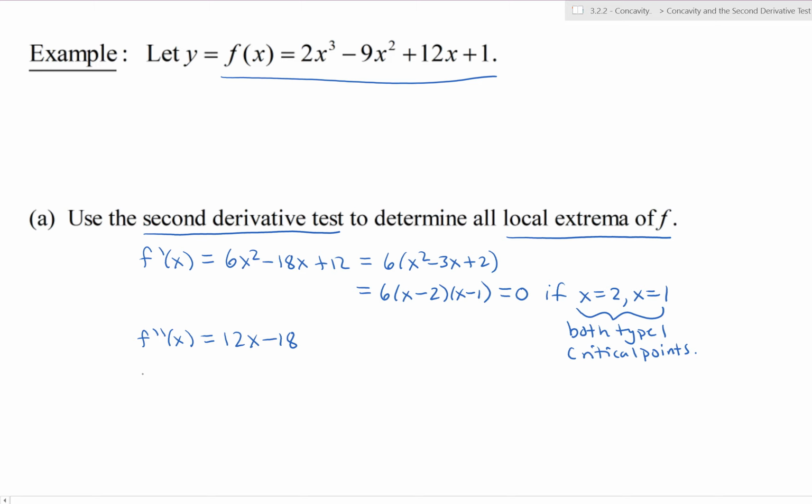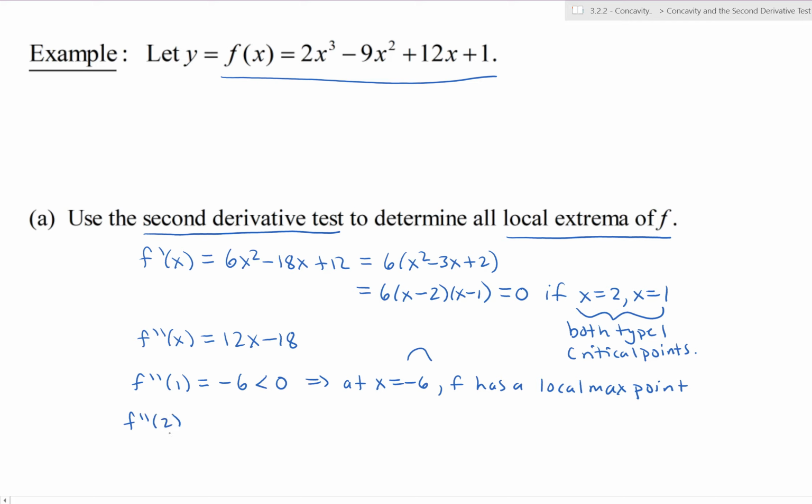And now all we do is plug our values into the second derivative. f double prime of 1 here. Well, that's 12 minus 18. That's a negative 6. More importantly, it's negative. And because it's negative, that means the function itself is concave down at that location, and thus at x equal to 1, f has a local max point. So what does it look like there? Nearby, it's got to look something like that, right?